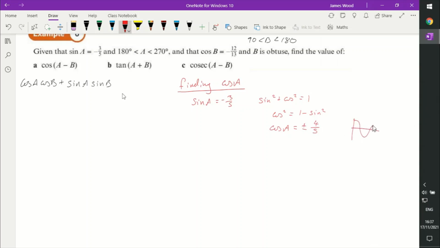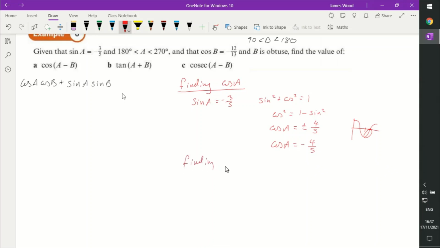So there's my cos graph. And it says that A is between 180 and 270. So that's between here and here. So it's just this portion of the graph here. So that's negative. So cos A is minus 4/5.